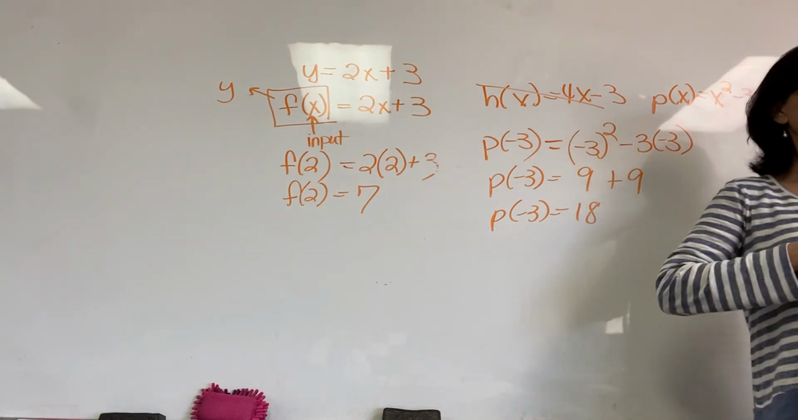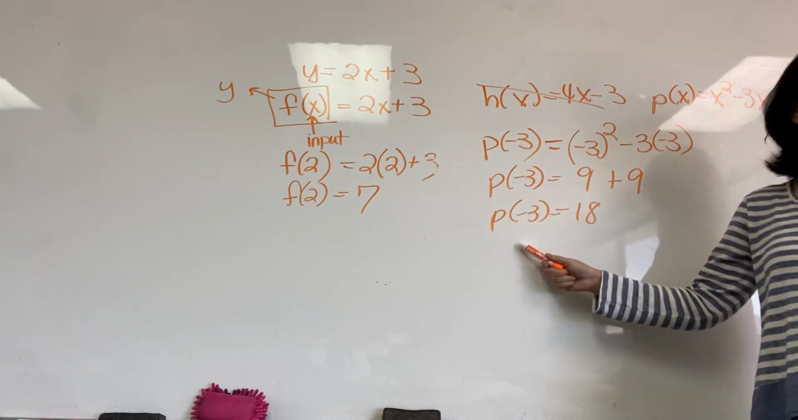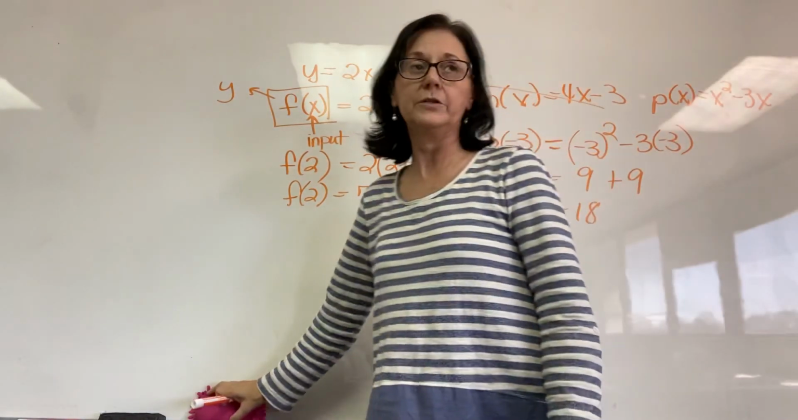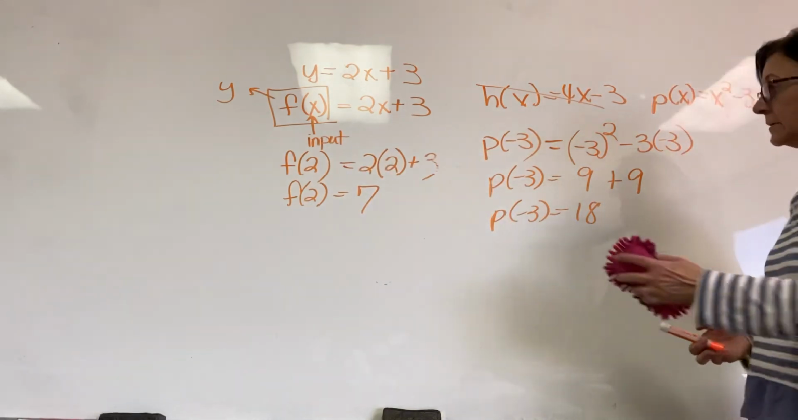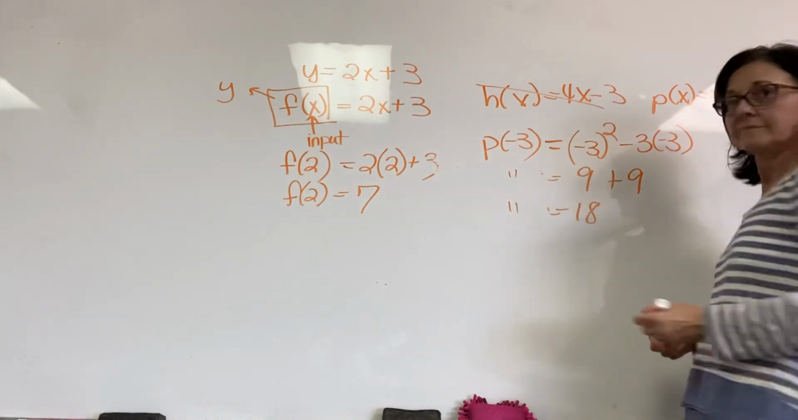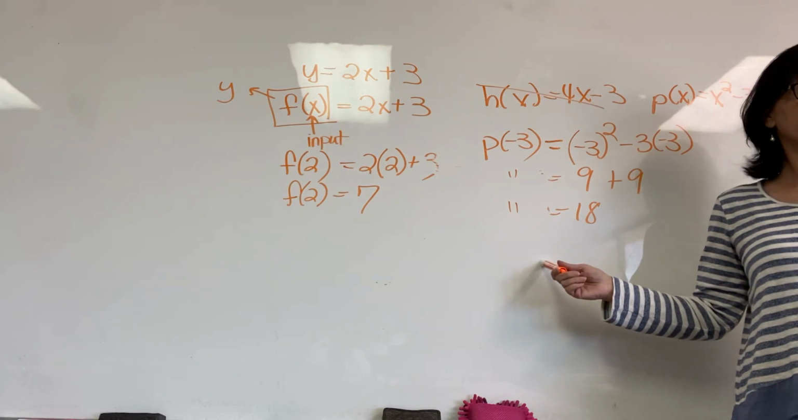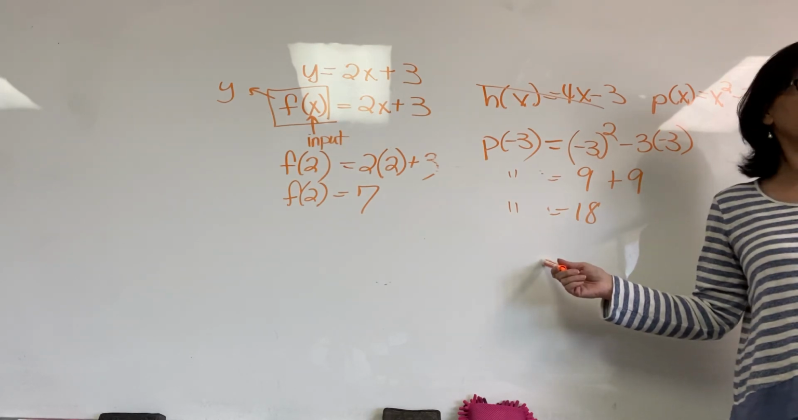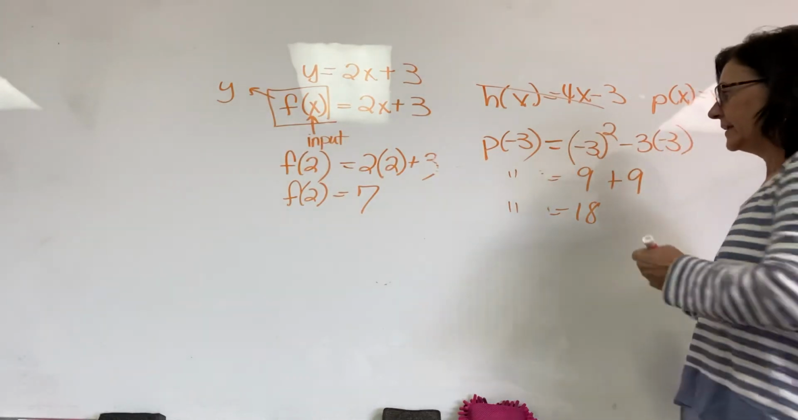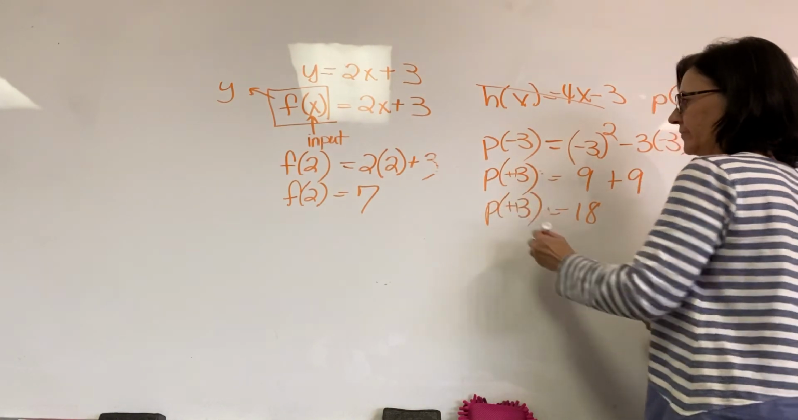Okay, I want to say one more thing. It seems redundant to keep writing p of -3. However, I had a student that chose not to do that when she went into her college class, and she just did this. And the teacher took off the majority of the points because the student was lazy. So don't be lazy and keep writing p of -3. All right?